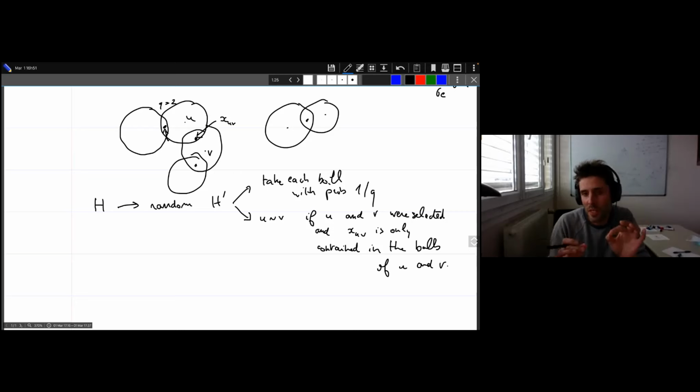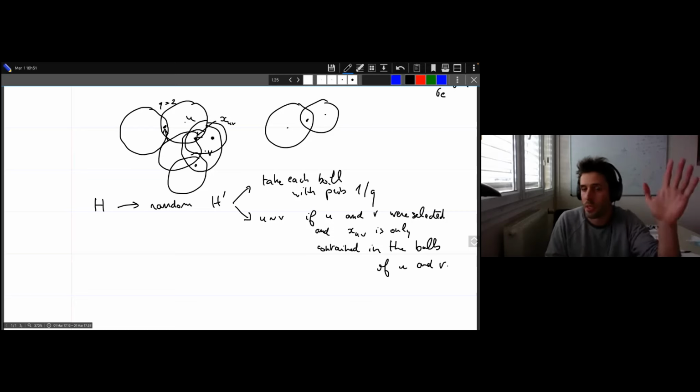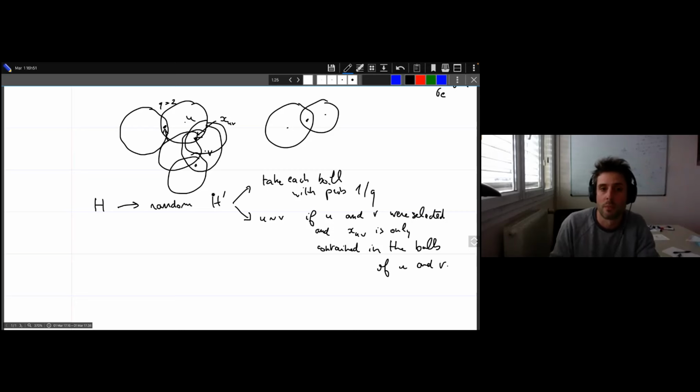What I'm doing is I'm only keeping an edge between U and V if this point in the intersection, that I selected in an arbitrary way beforehand, is now only in the ball of U and the ball of V. All the other balls that maybe contain this point have disappeared. I didn't take them by my random process. Okay, so I have my graph H, and this defines a new graph H prime. What can I say about H prime?